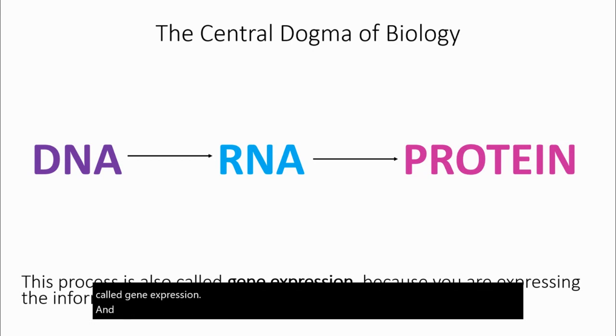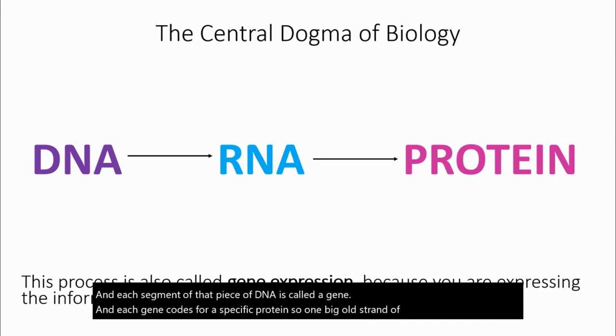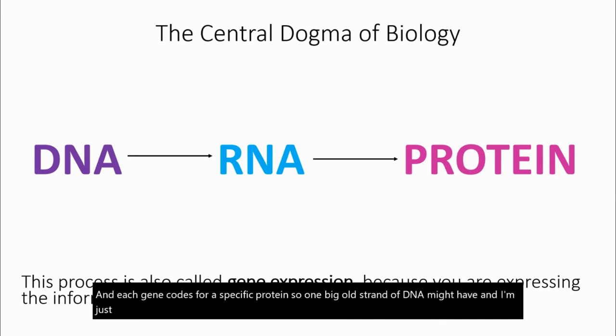And that is because while there's a lot of DNA in a given cell, you can divide DNA into segments. Each segment of that piece of DNA is called a gene, and each gene codes for a specific protein. So one big old strand of DNA might have, and I'm just making this up, 100 different genes on it, which are going to code for 100 different proteins.